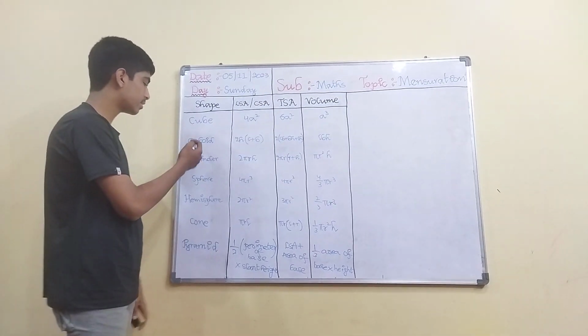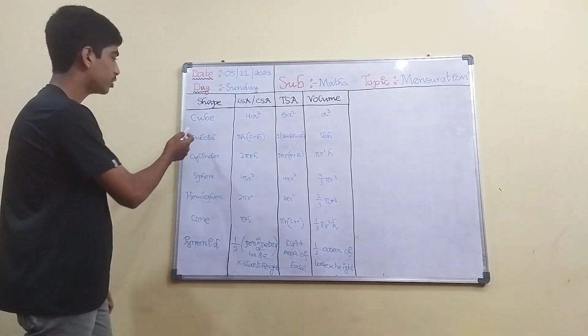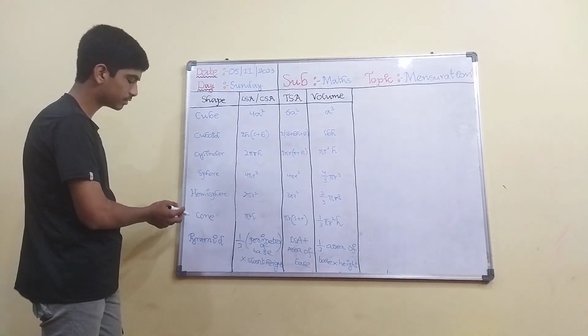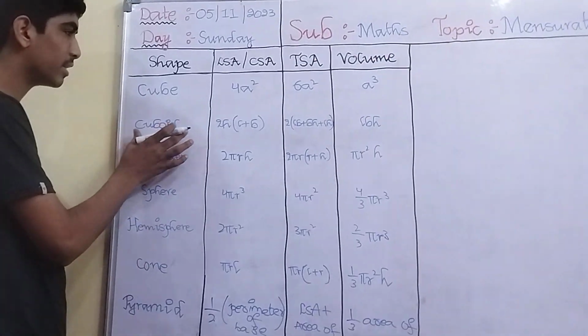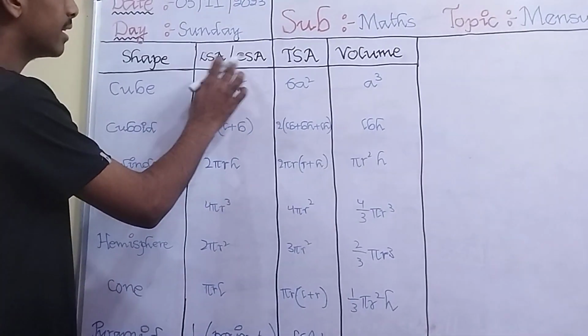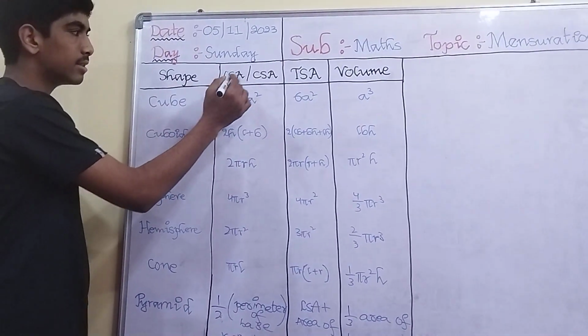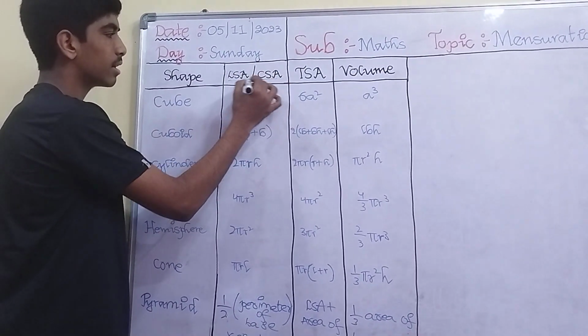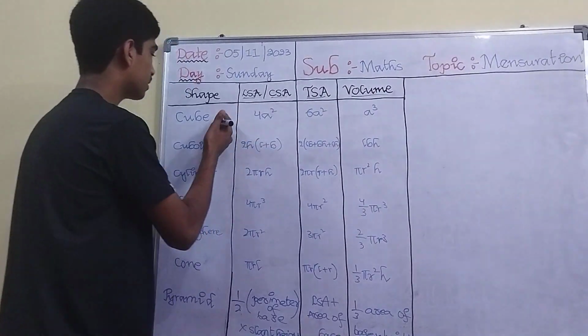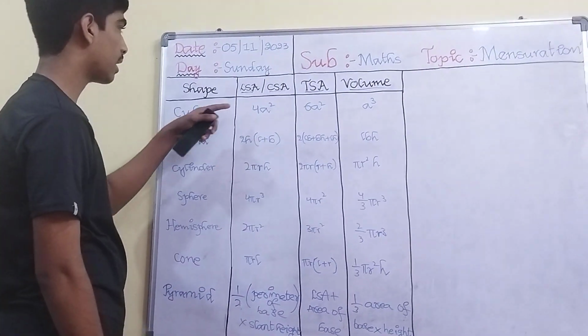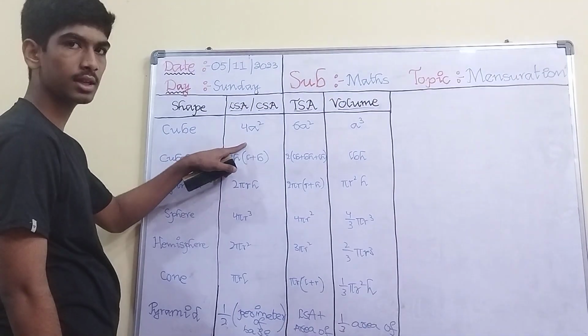So there are 7 shapes in mensuration: cube, cuboid, cylinder, sphere, hemisphere, cone and pyramid. And for each figure we have formulas: LSA, CSA, TSA and volume. LSA means lateral surface area, CSA means curved surface area, TSA means total surface area, and the volume is of the shape. So in cube, the LSA of the cube is 4a square.